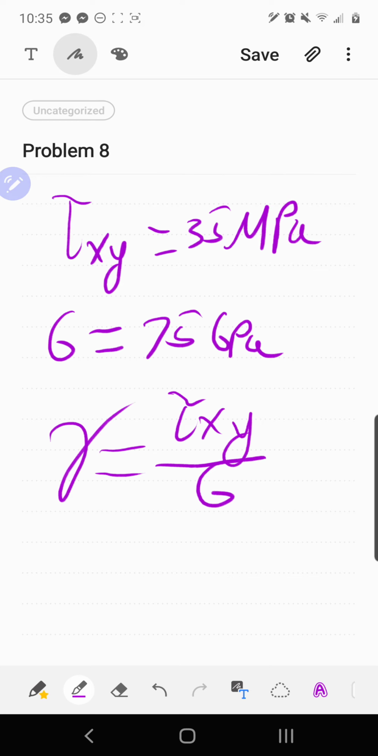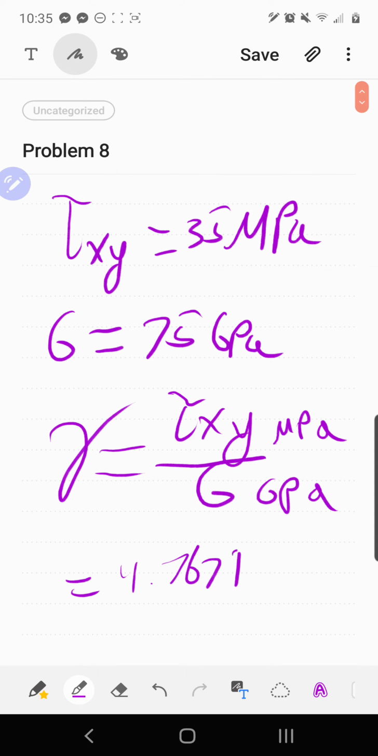Again, the easiest thing to mess up here is the units. Tau xy is going to be in megapascals, where this is going to be in gigapascals. So we have to take into account the difference there. This will give us roughly 4.67 times 10 to the negative 4 radians. So the answer choice for this will be B.